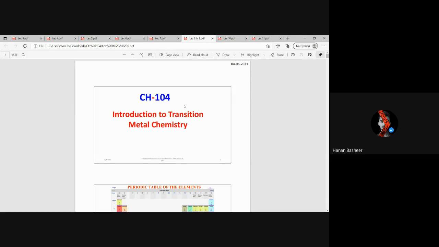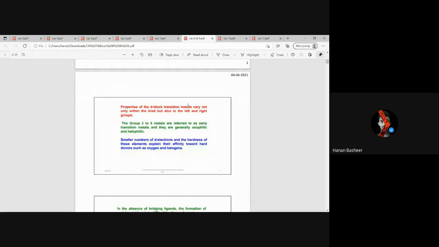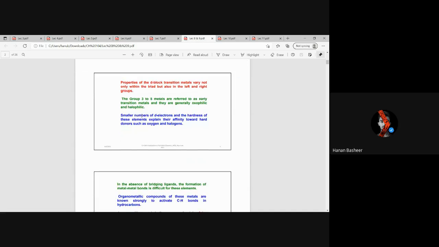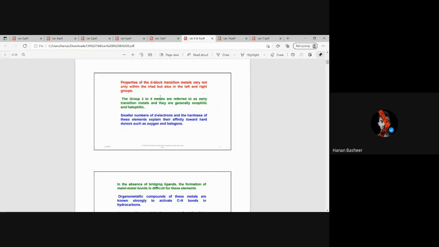Now coming to lectures 8 and 9. This is the lecture where we were introduced to transition metal chemistry. Transition metals are basically the elements of the d and f block. The transition elements can be exactly defined as those elements which have a partially filled d subshell. So zinc won't come under that.